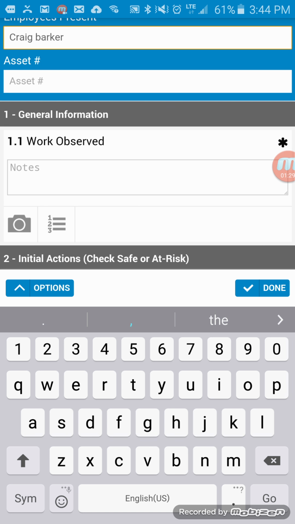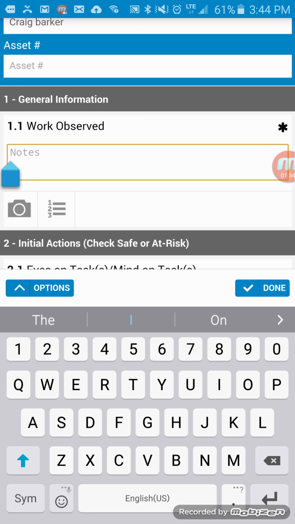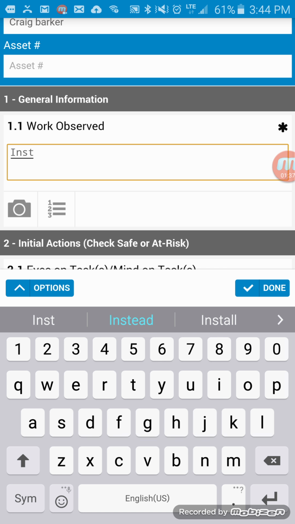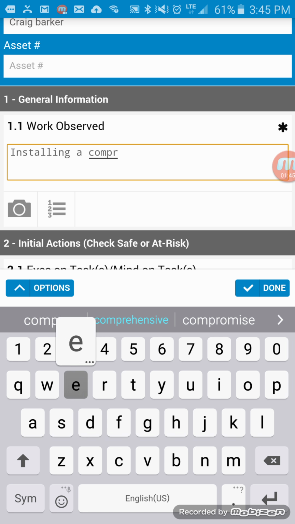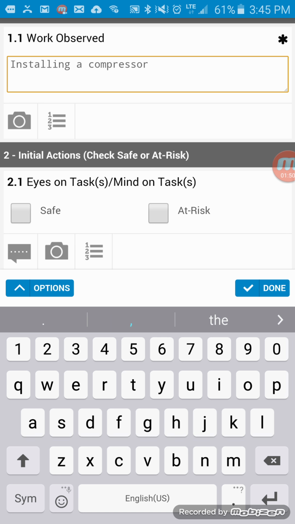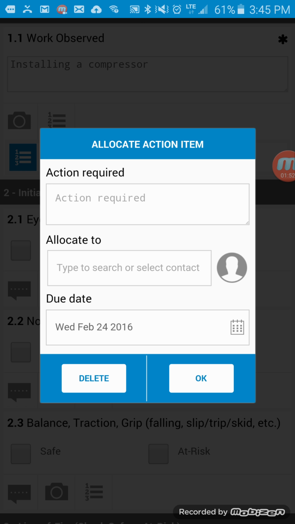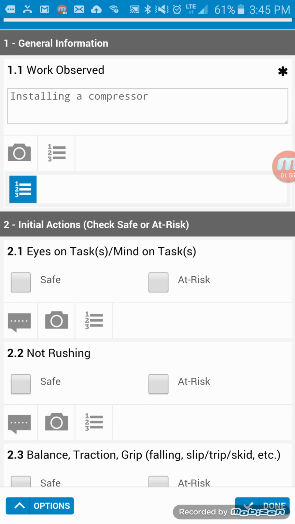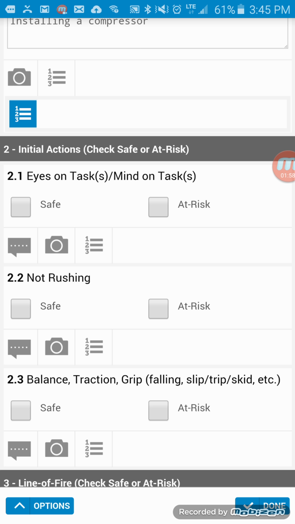So then what are you observing in terms of the work observed? Installing a compressor. And you can take a picture of that or add other notes in there if you like. And then initial actions in terms of are the eyes on the task and the mind on the task by looking at the worker, and if they look like they're working safe, then you would check that.